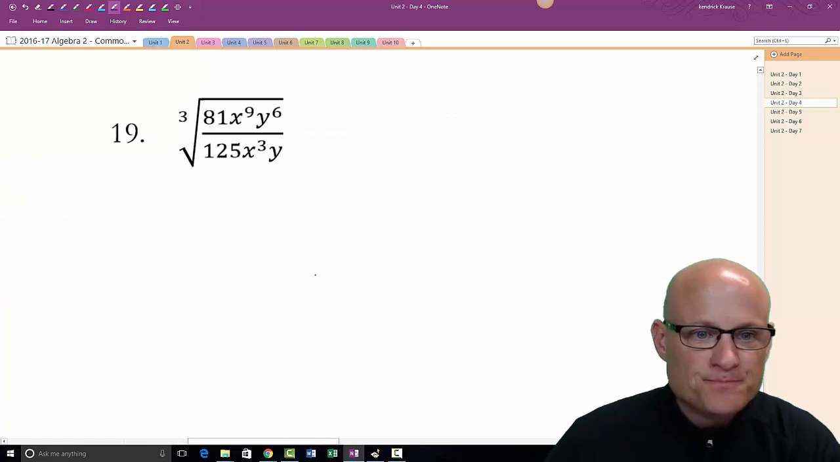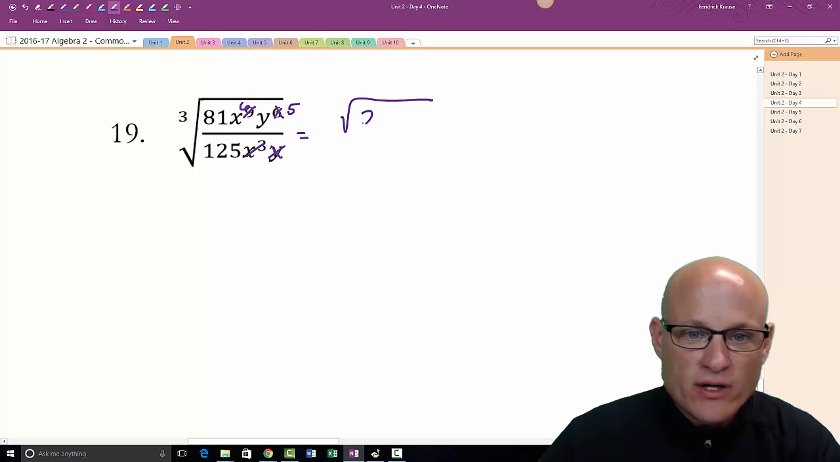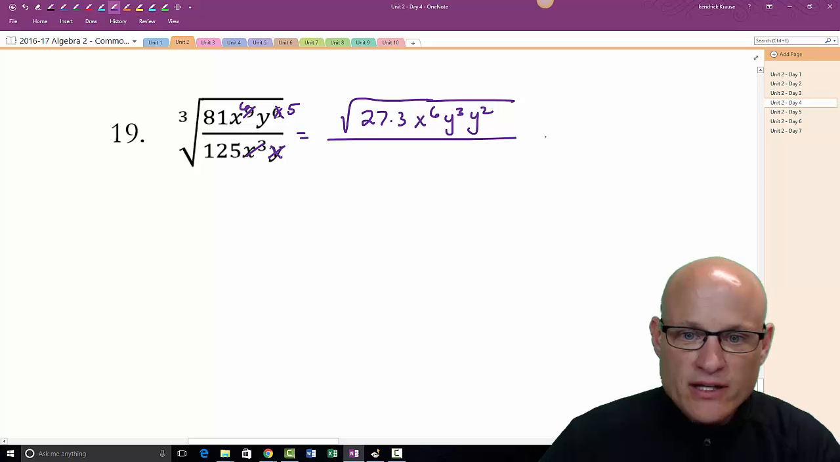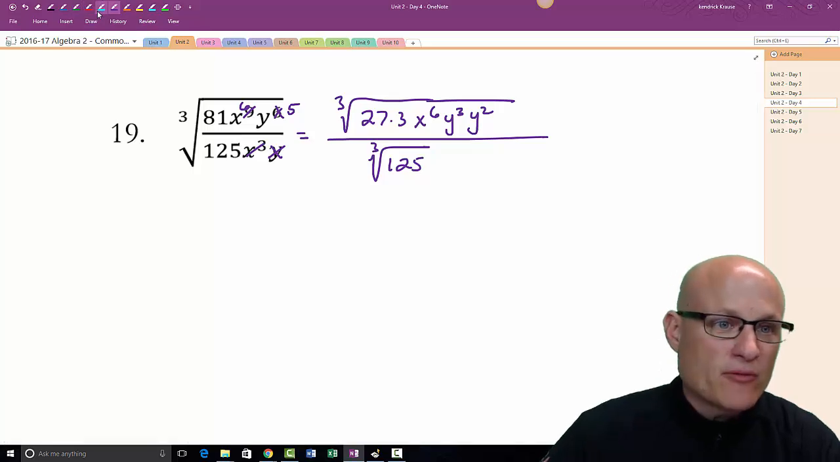Last problem. Cubes. First I'm going to simplify. Numerator's got more x's, it's got 6. The numerator's got more y's, it's got 5. Can't simplify anything, so I'm going to rewrite this as 27 times 3 x to the 6th y cubed y squared. The denominator is just the cube root of 125, which in fact is a perfect cube, which is nice.